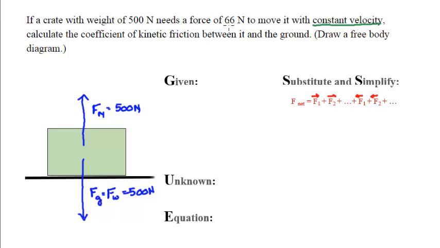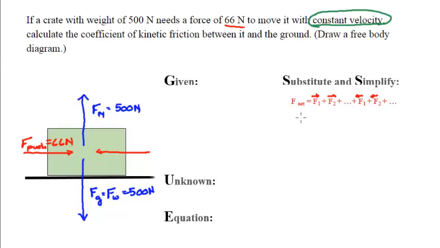Next, I see that there is a force of 66 newtons, and 66 newtons are being applied in this direction. And in order to calculate the coefficient of kinetic friction, I need to know what the force in this direction is. And that is where this constant velocity comes in.